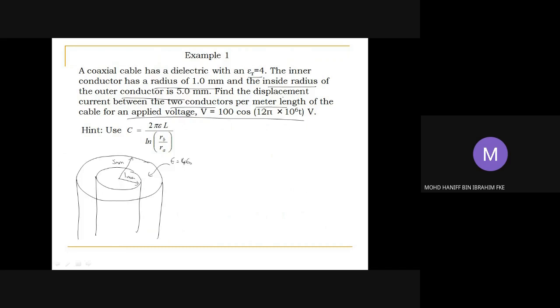Basically, we agreed in our circuit theory before that the equation of current in a capacitor is I equals C dV over dt. Am I right? We have learned this in circuit theory, the equation that relates the current and the capacitance. I equals C dV over dt. So the I that we have based on this equation is your displacement current.